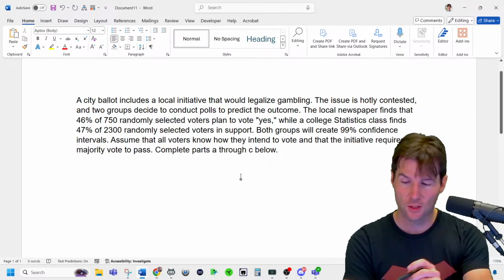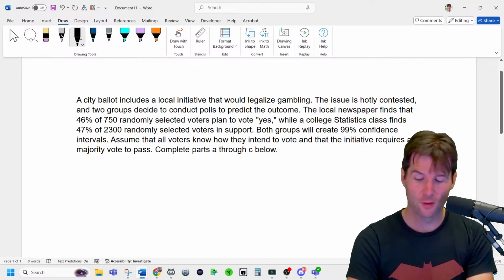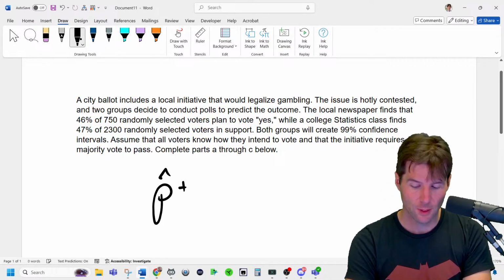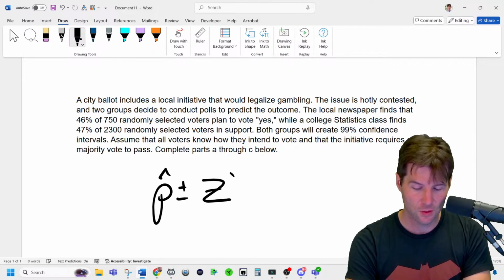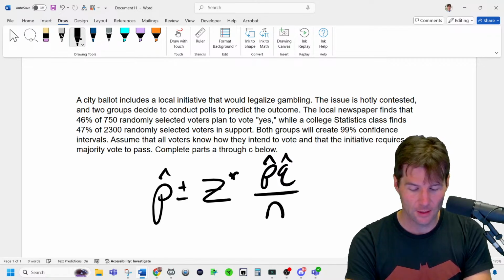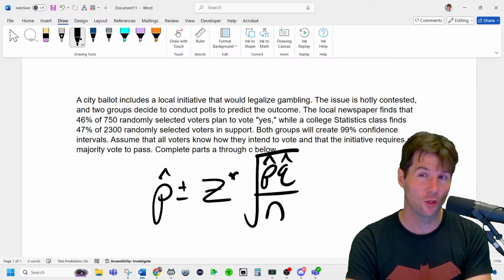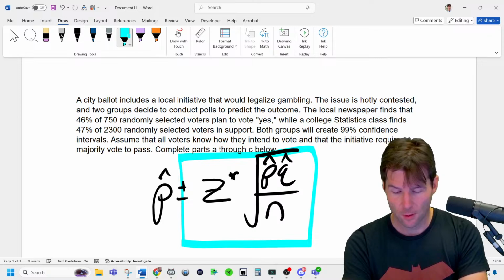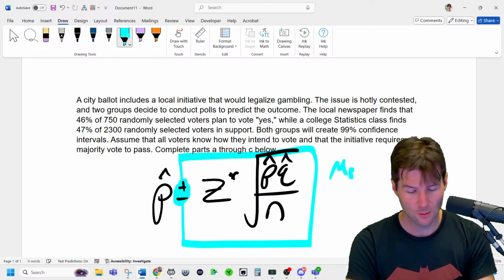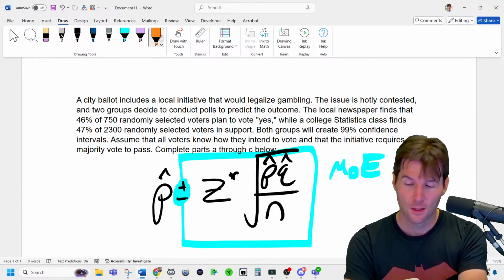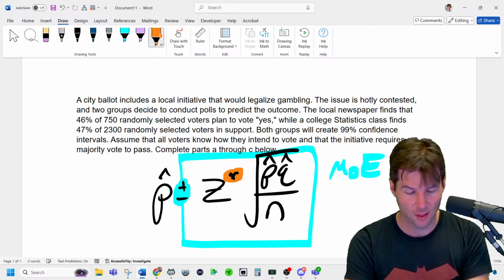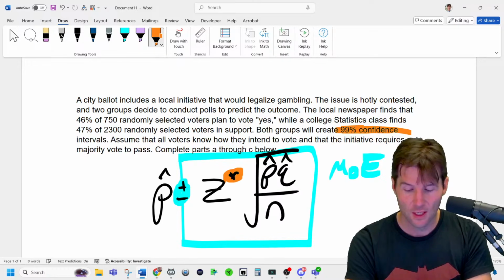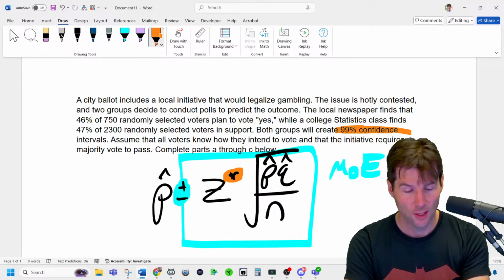Okay. So looking at this, the formula you'll be using is p hat plus or minus z star times the square root of p hat q hat over n. You get this formula on the test, but you should know it. This is the margin of error. The margin of error is everything after the plus or minus. The z star is based on the percent confidence.